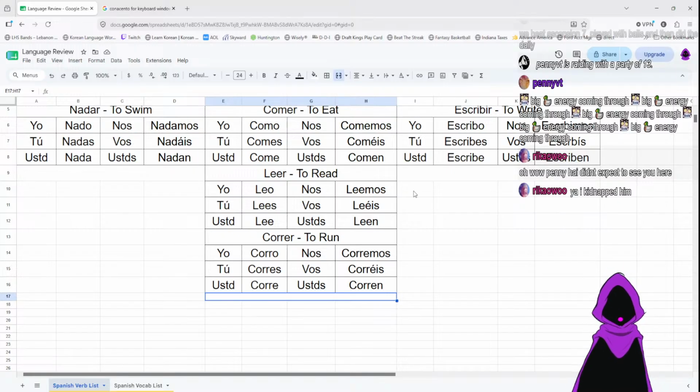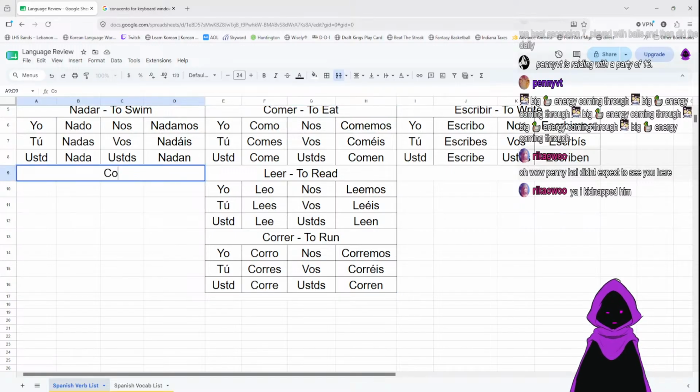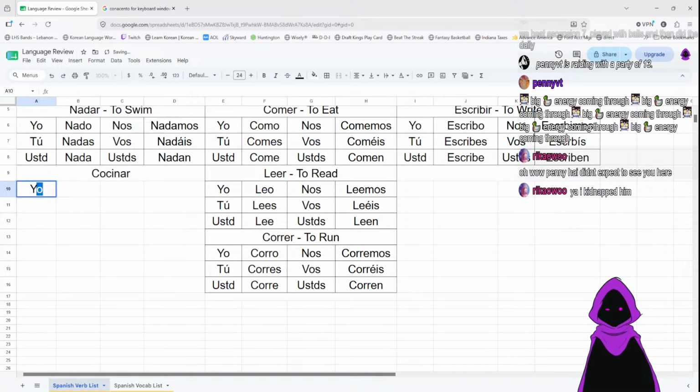Next is cocinar, which is to cook. I need this one. Cocinar, which is to cook. I must not forget the translation here, everyone.